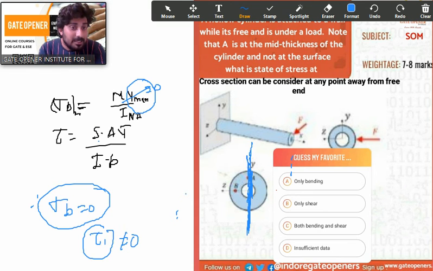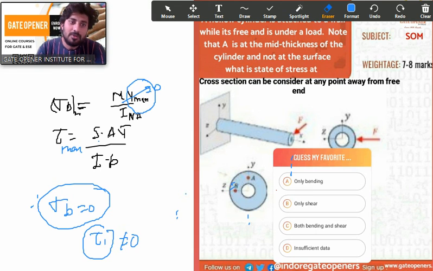This y bar is different. This y bar is not from the neutral axis. This y bar is the distance of the shaded area. For example, this is your shaded area. So this distance is measured from its centroid to the neutral axis. That is a different thing. So the shear stress distribution will be like that. At the neutral axis it will be maximum. So shear stress will be maximum, right? That you can calculate. There is no issue with this.